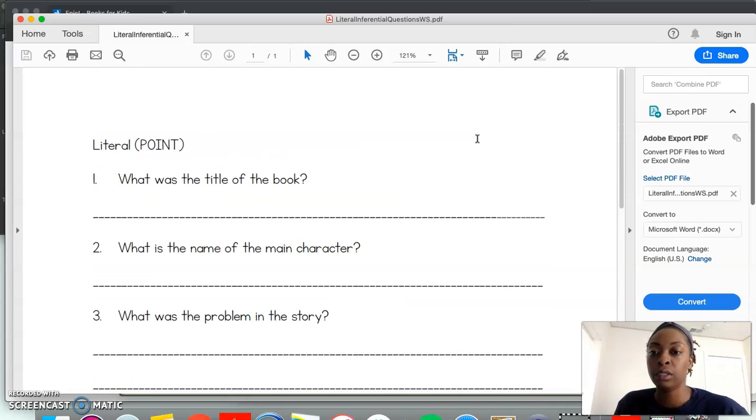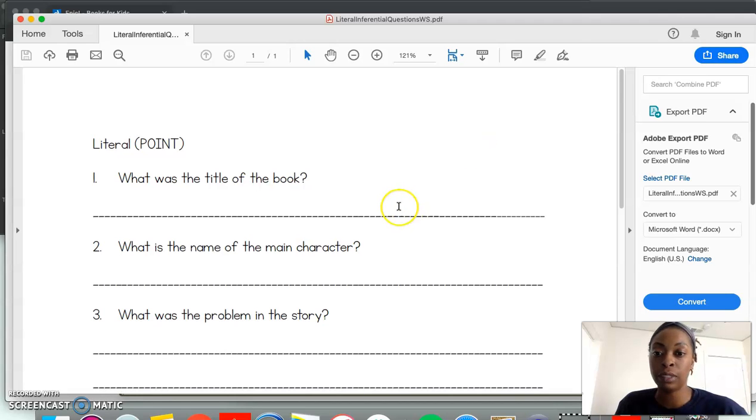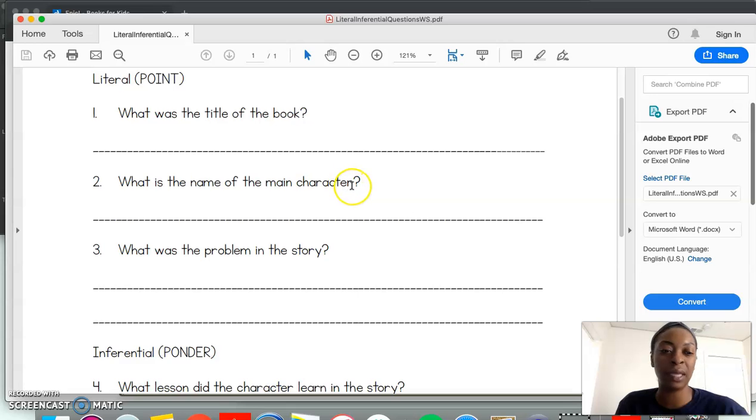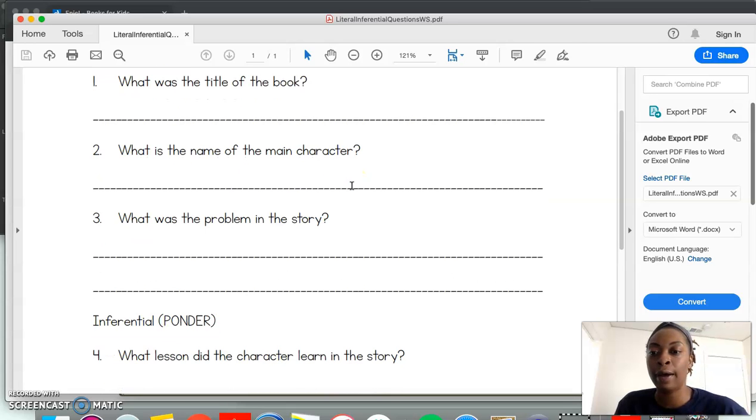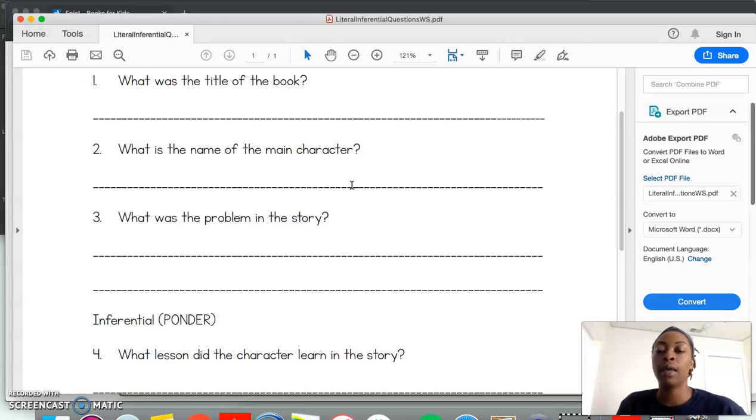The literal questions are very literal, really basic. What's the title of the book? What's the name of the main character? And this one will be characters, it's 2. And what's the problem in the story? So these are answers that you can find directly from the text.